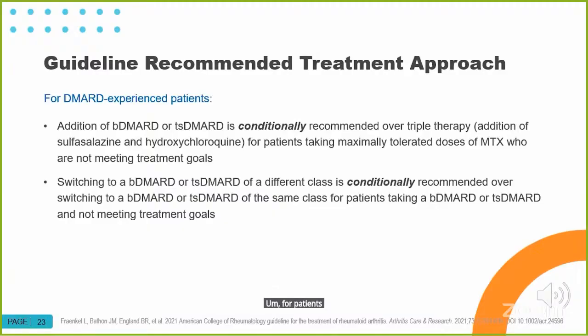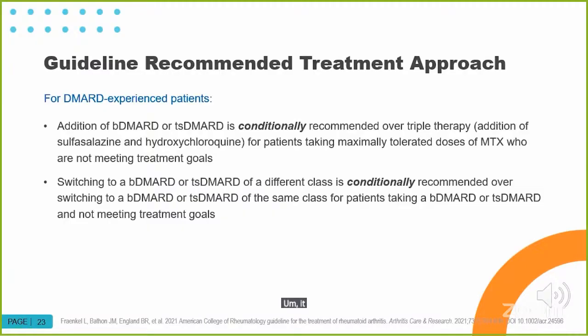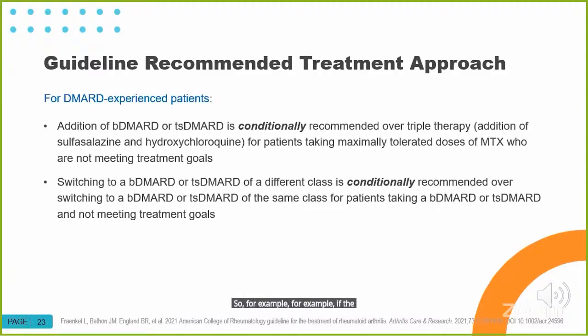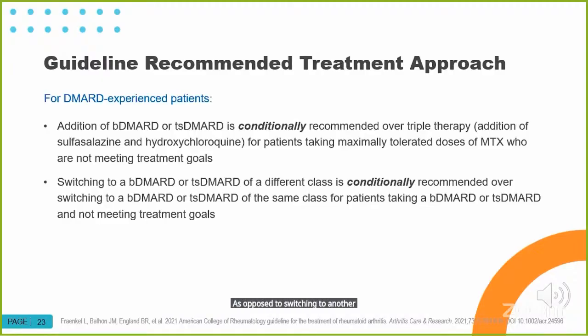For patients who are already on a biologic or a JAK inhibitor, and they don't respond to whichever biologic or targeted synthetic therapy they're on, it's recommended in those patients to switch to a different class altogether, as opposed to switching to a different medication within the same class. So for example, if the patient is on a TNF-alpha inhibitor, such as adalimumab, it is recommended to switch the patient off of adalimumab to either a non-TNF biologic or a JAK inhibitor, as opposed to switching to another TNF-alpha inhibitor.